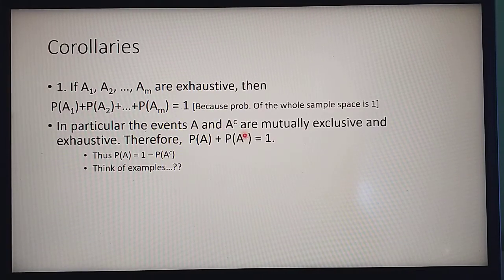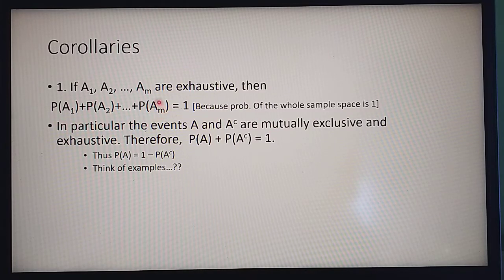As a corollary to this theorem, another point is incorporated for A1, A2, ..., AM. Not only are they mutually exclusive, they are also exhaustive. Then P(A1) plus P(A2) plus ... plus P(AM) is equal to 1, because the probability of the whole sample space is 1.